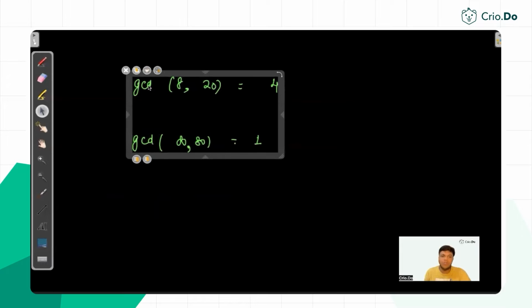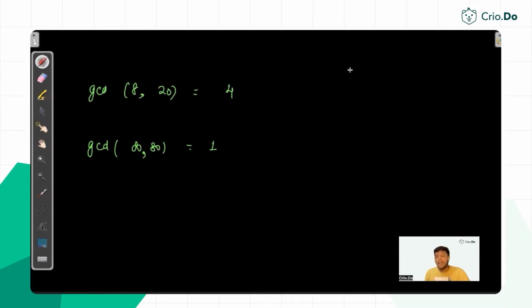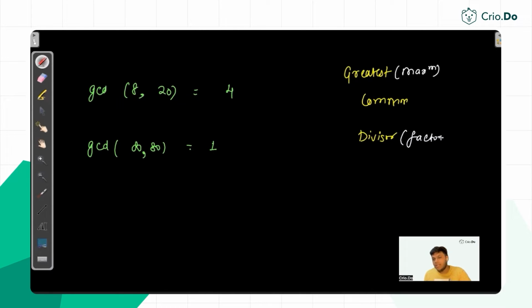What is GCD, or how to calculate GCD? How to calculate the greatest common divisor? We will go by the name only, that is greatest common divisor. We need the greatest number, the maximum number, which is a divisor, which is a factor of both the numbers, which are A and B.